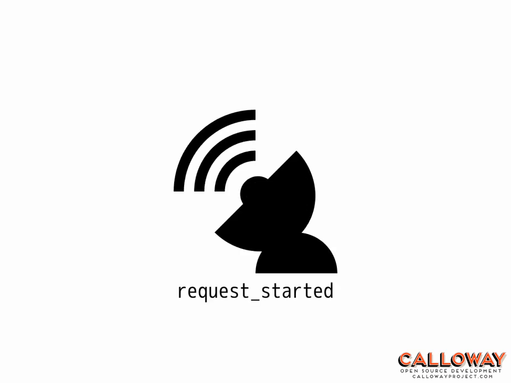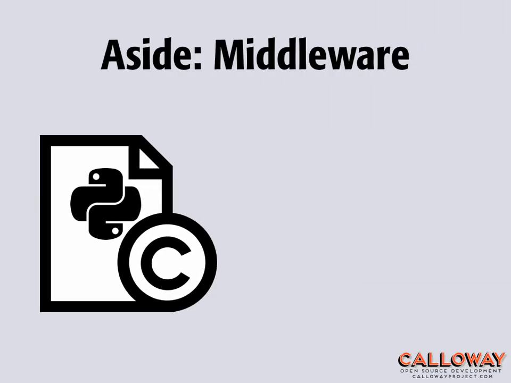Anything in Django that deals with a request uses this HTTP request object. Before processing the request, Django emits the request started signal. This signal is subscribable by applications to do things before anything else. For example, Django uses this signal to clear out its log of database queries executed. Django then passes this request through the middleware stack.